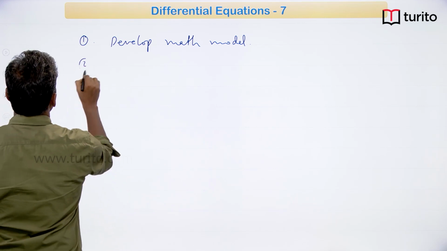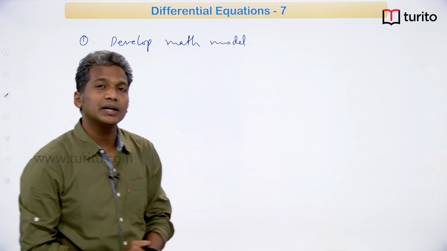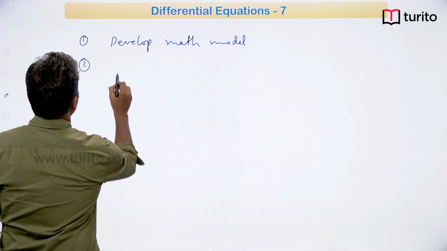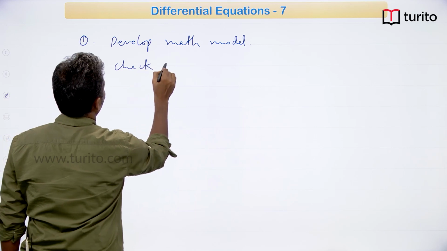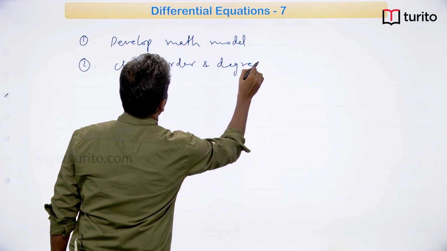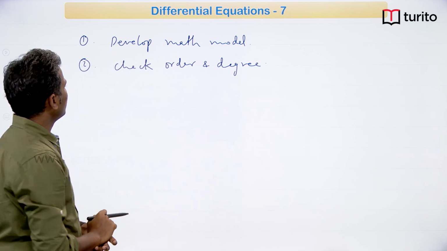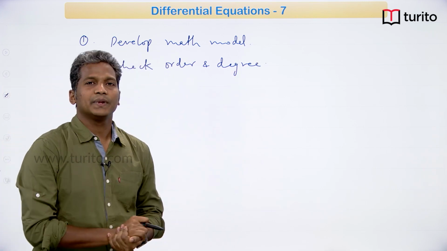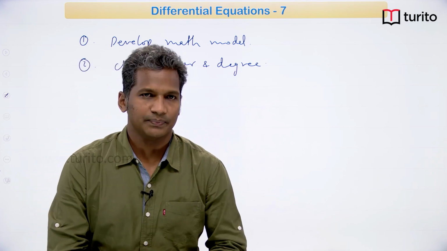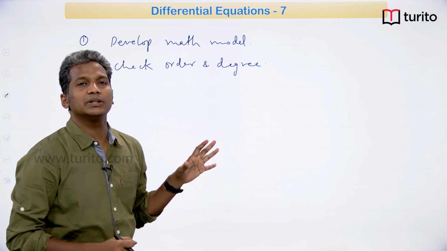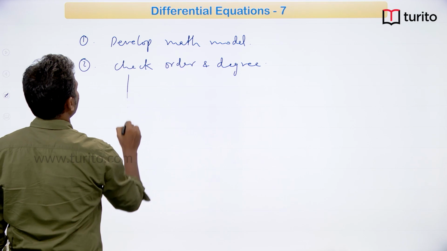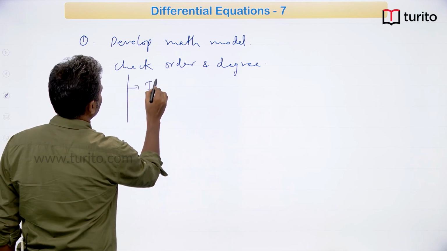Now when it comes to solving, what is the first thing that you have to notice? Order and degree. So check order and degree. Once order and degree are checked, you can proceed further based on them. If it is first order, then you go for the methods that we have learned till now.